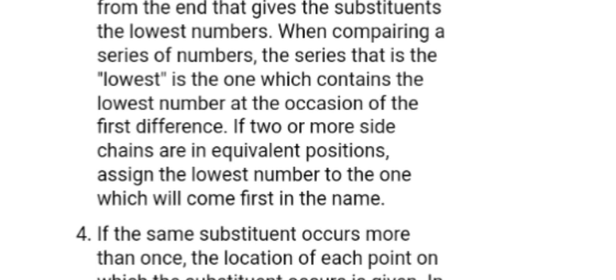When comparing a series of numbers, the series that is lowest is the one which contains the lowest number at the occasion of the first difference. Now you pick the lowest number. That's what they are still saying. If two or more side chains are in equivalent positions, assign the lowest number to the one which will come first in the name. Take care of that.